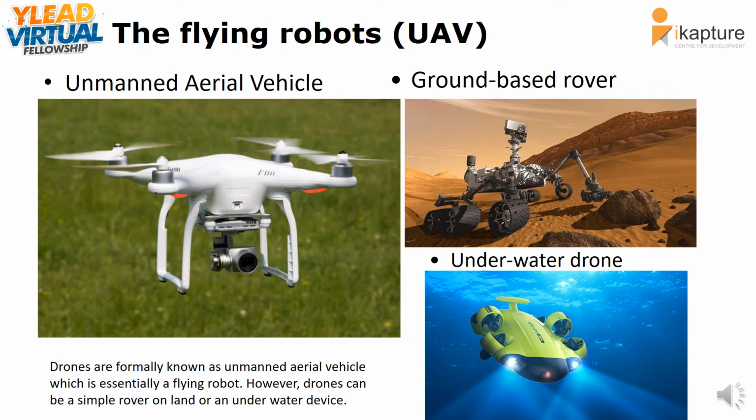So here we have the ground-based rover. Then we also have the underwater drone. But here our topic is going to center more on the drones that are used for aerial activities. So here we have the unmanned aerial vehicle. The drones are formerly known as the unmanned aerial vehicle, which is essentially a flying robot. However, drones can be simple rovers on the land and can also be an underwater device.